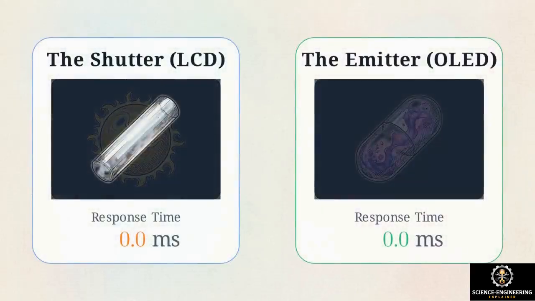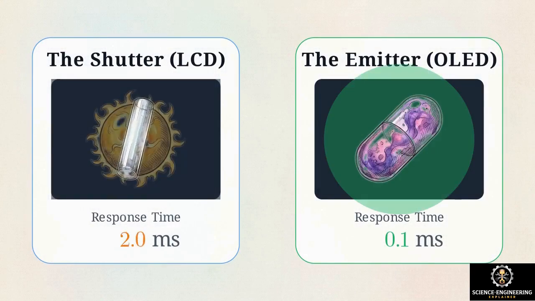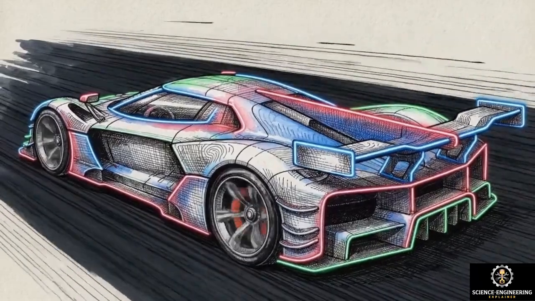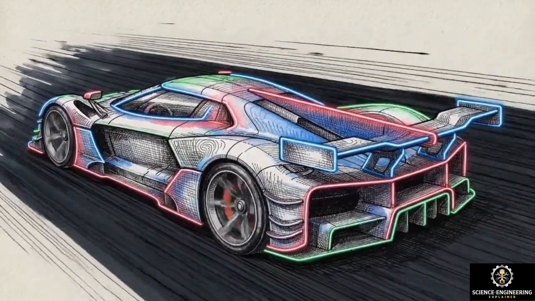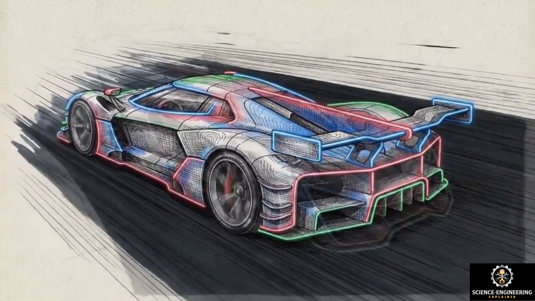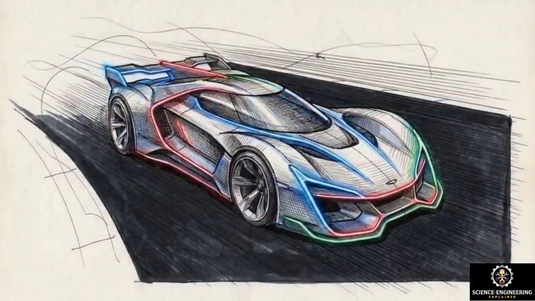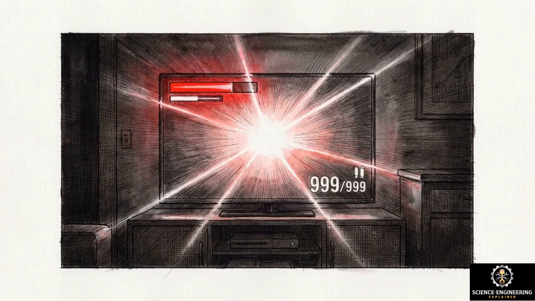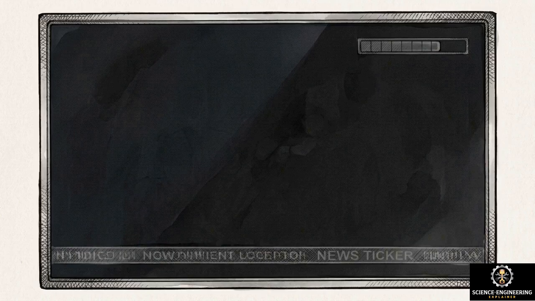Without the need to wait for physical crystals to twist and untwist, an OLED pixel can change state in roughly 0.1 milliseconds. Emitters trade the brute force brightness of a complex optical sandwich for absolute, pixel-perfect light control and near-instant motion clarity. Because emitters are made of organic materials, they degrade over time. If a static image, like a news ticker or a health bar, is driven at maximum brightness for thousands of hours, it can leave a permanent ghost burned into the screen.